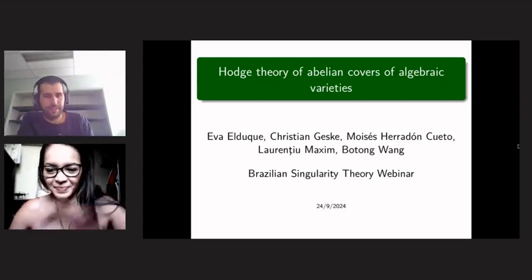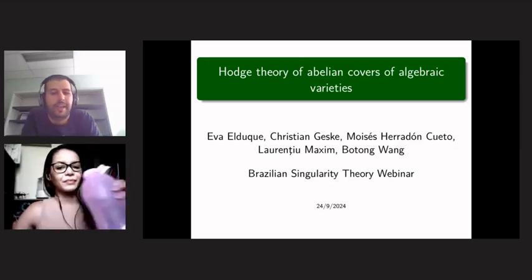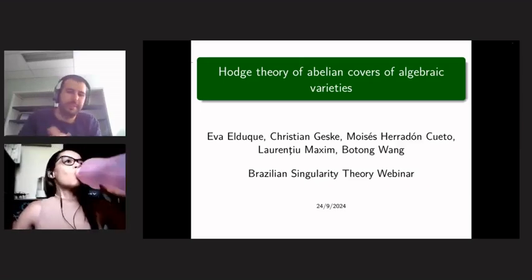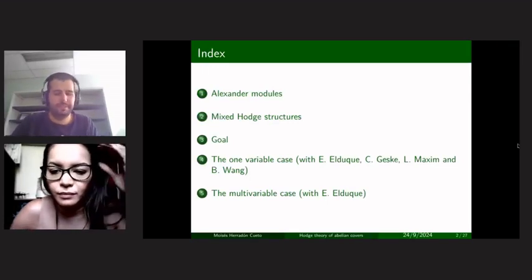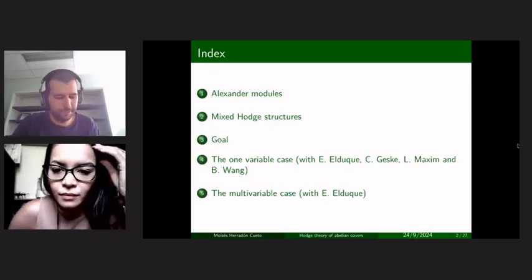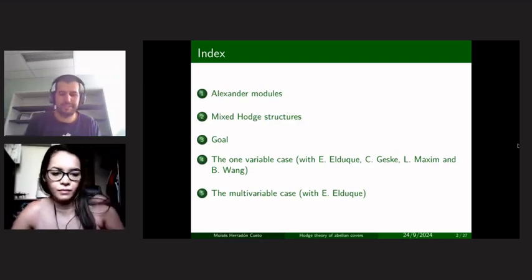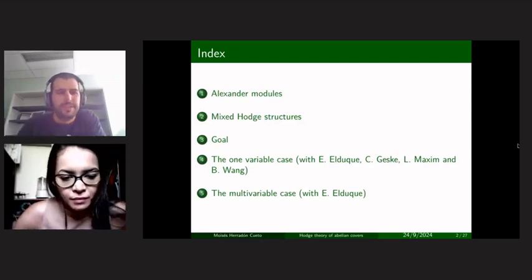So I'm going to talk about Alexander modules and Hodge structures. My plan is to define those things and then say some things we did. But I will start for a while by defining the words in my title.